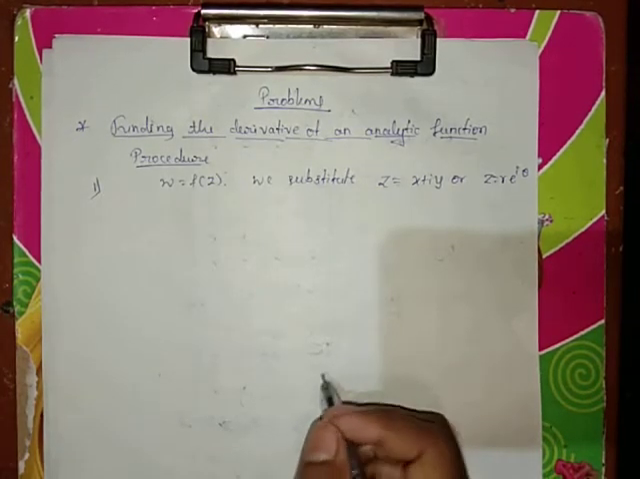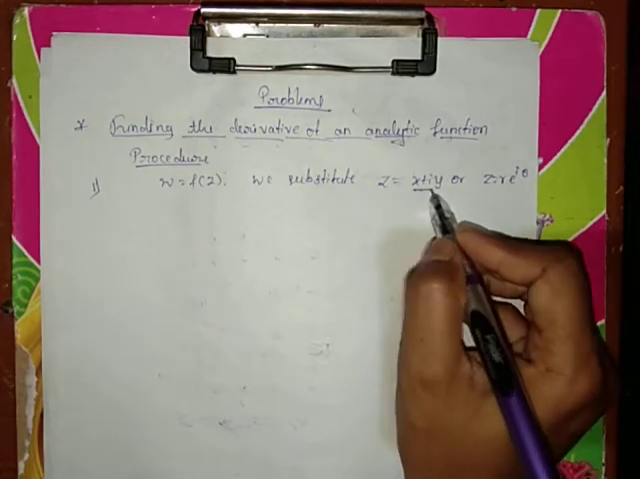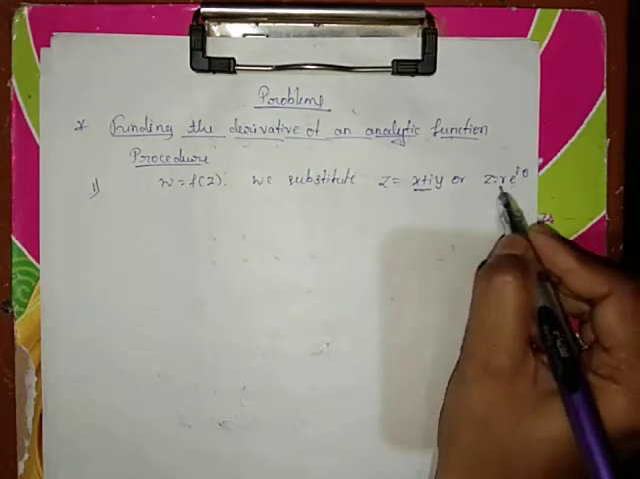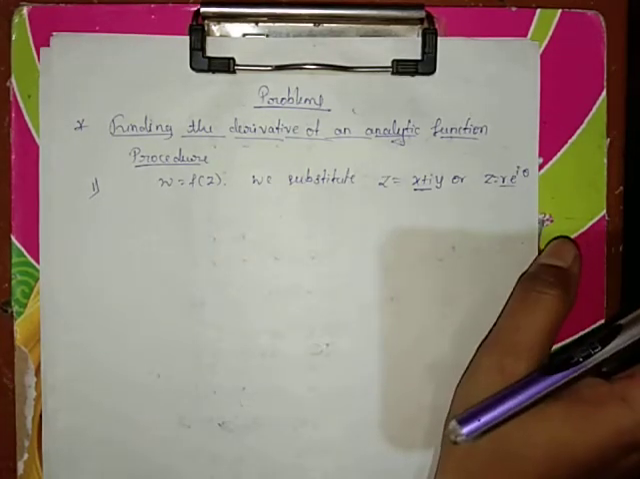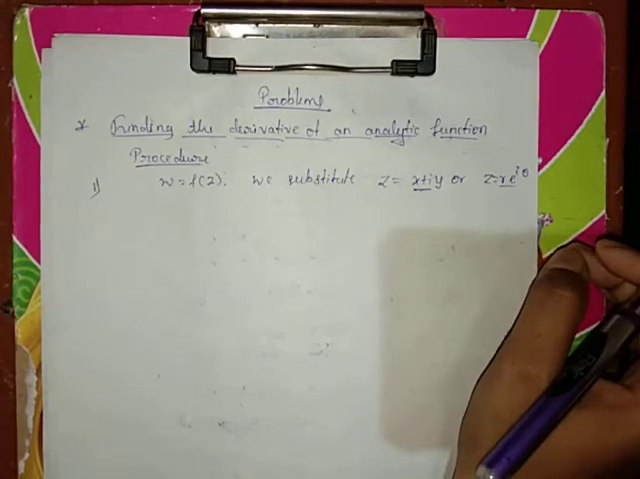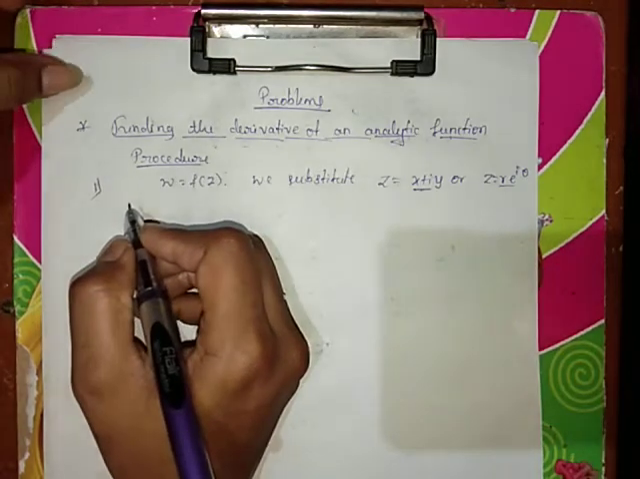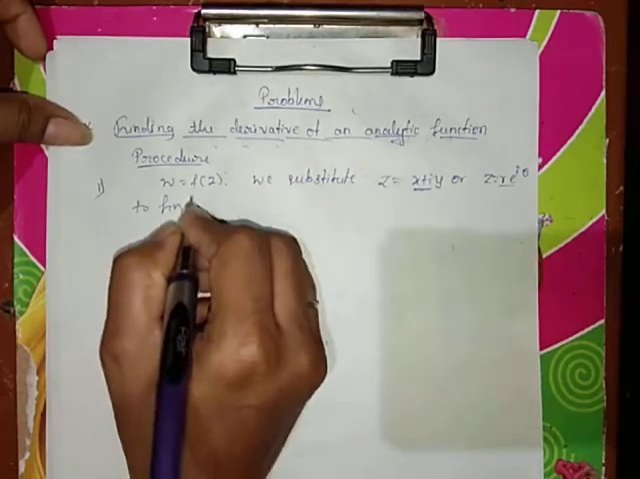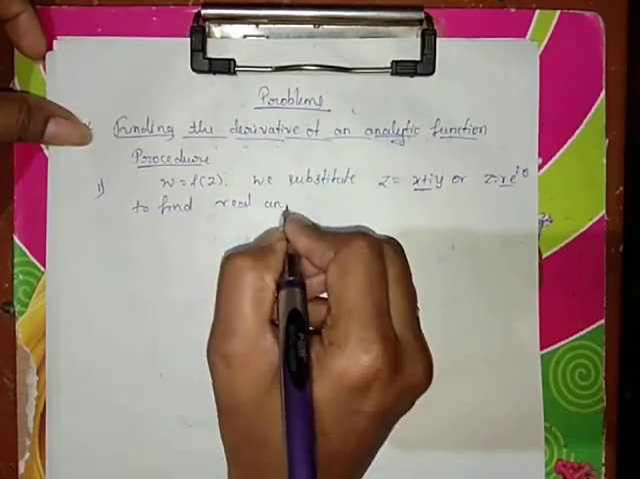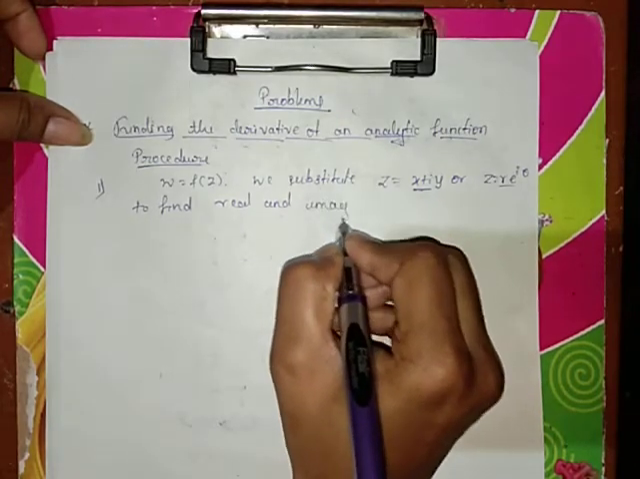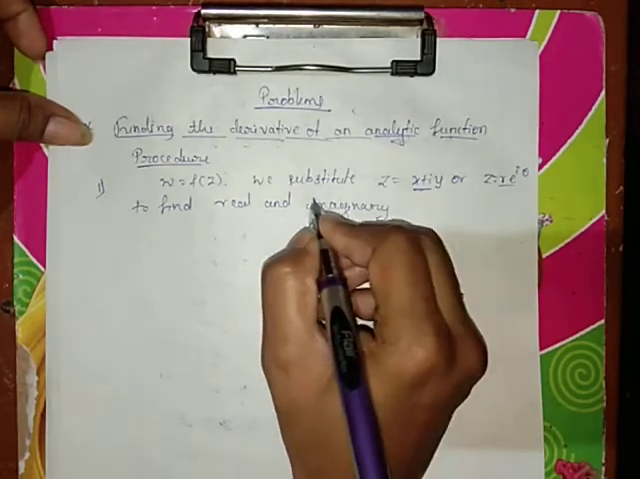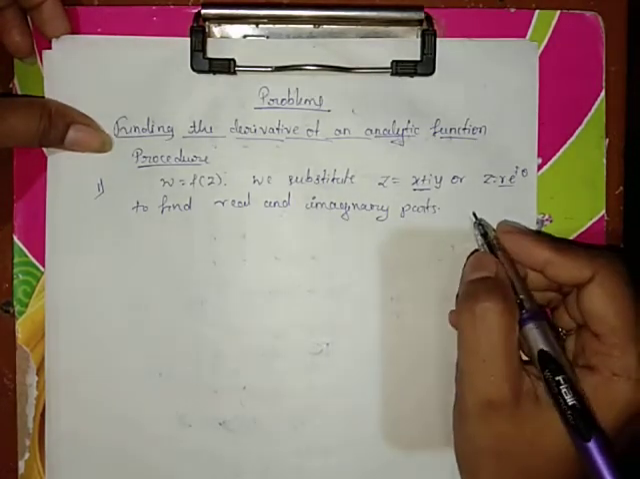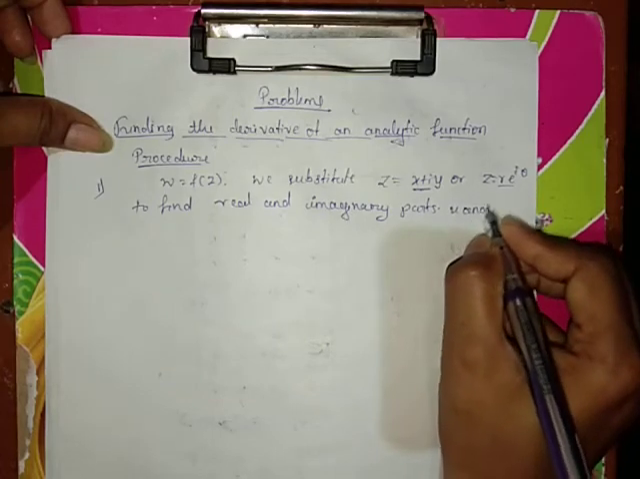Based on the given function, we have to decide whether to go with the Cartesian form or the polar form. That we have to decide based on the given function. So you will get a clear idea when we start the example here. So after substituting that, first find the real and imaginary parts, u and v.